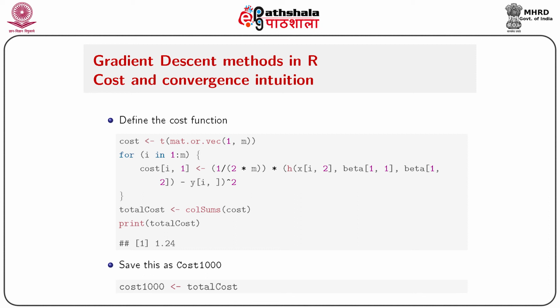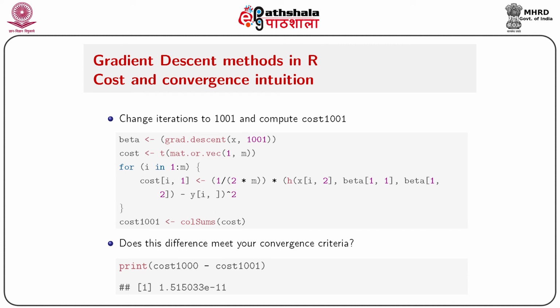as t equals matrix, vector 1 to m, for i equals 1 to m, then cost ij equals 1 by 2m into (h(xi, beta) minus yi) squared. This is the expression that we already discussed as a cost function, and the total cost is the column sum of the cost, and print the total cost, which is coming around 1.24. Save this as cost1000, and cost1000 is the total cost.